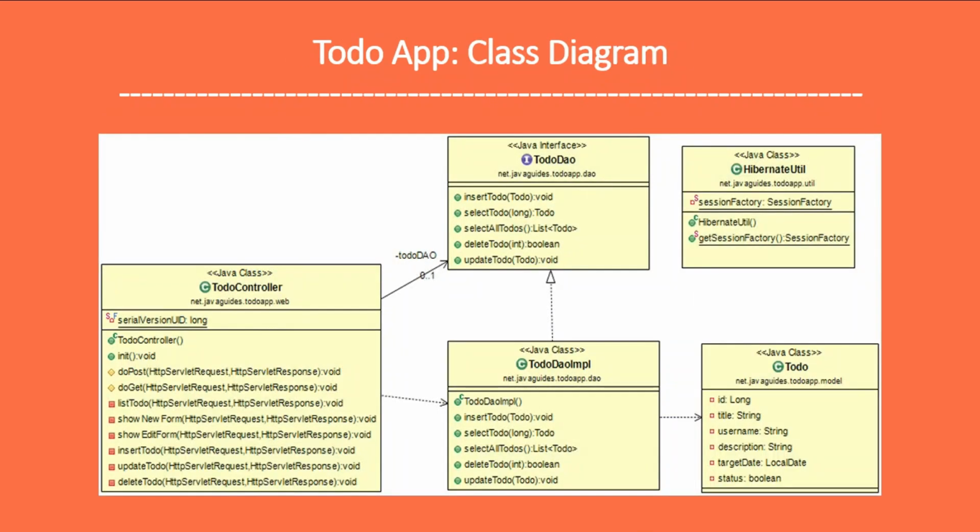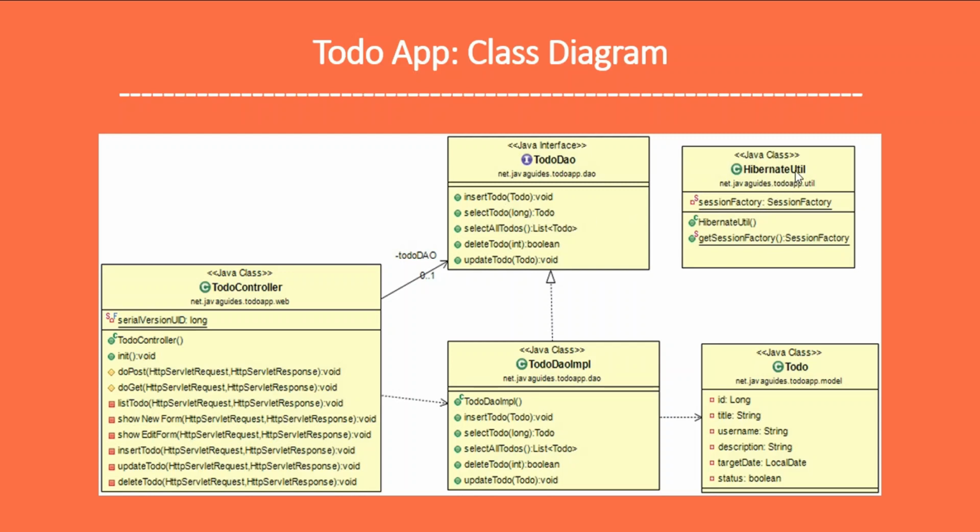Now let's have a look at the class diagram. Look here, this is the class diagram, and this is the TodoController. This is typically a servlet which will handle all the web requests, and this is the TodoDAO interface. It has the CRUD operations for the todo entity, and TodoDAOImpl is a class which implements the TodoDAO interface, and it will provide the implementation for all the CRUD methods for the todo entity.